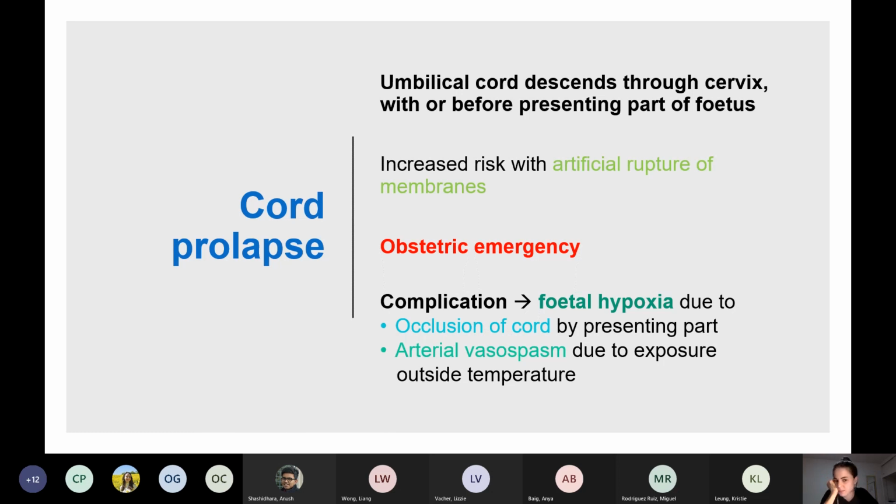It is an obstetric emergency. The complications are basically fetal hypoxia, which occurs due to occlusion of the cord by the presenting part. So obviously the cord gets squished and the blood can't flow through it, or vasospasm due to exposure to the outside temperature. If the cord is exposed, basically it starts to die. It vasospasms, then the blood can't flow through properly, which is bad because it stops the baby getting blood flow before the baby's been delivered.